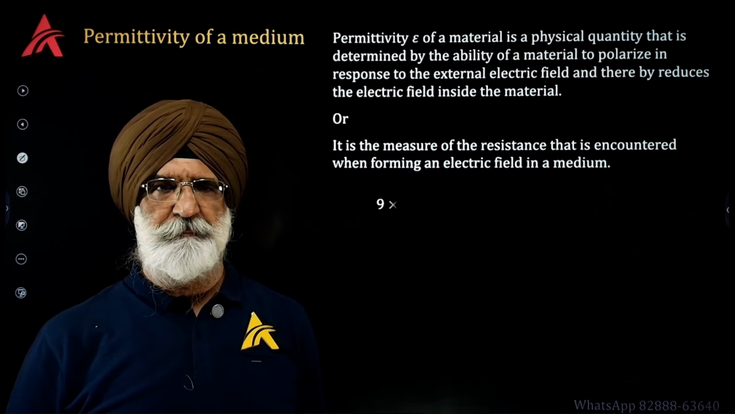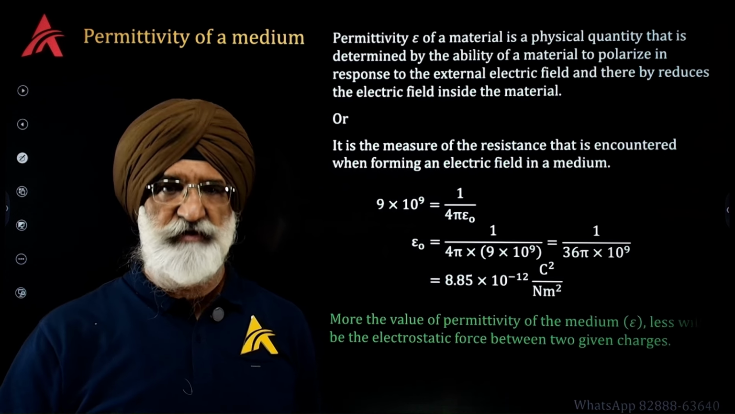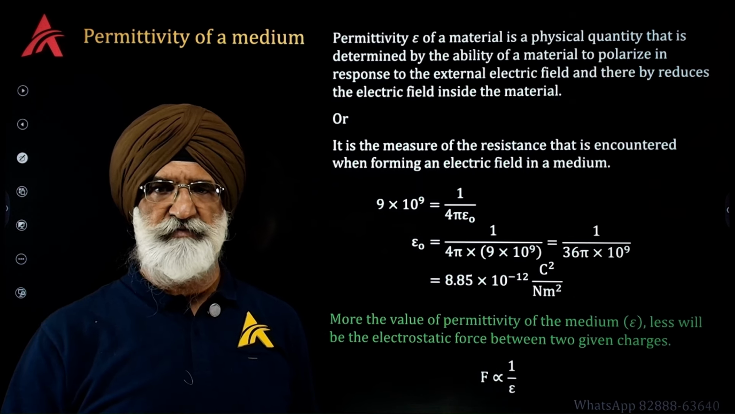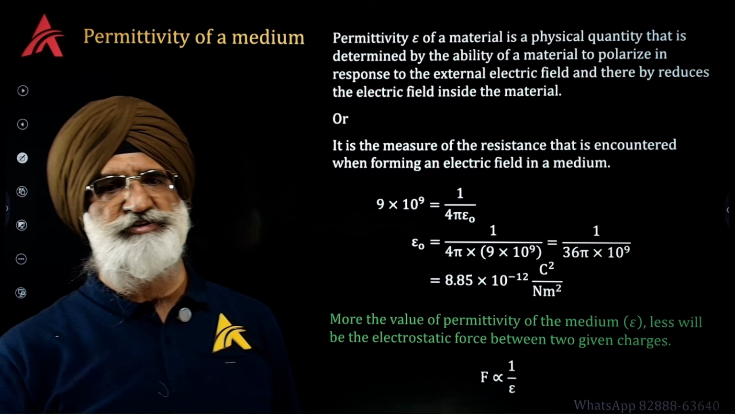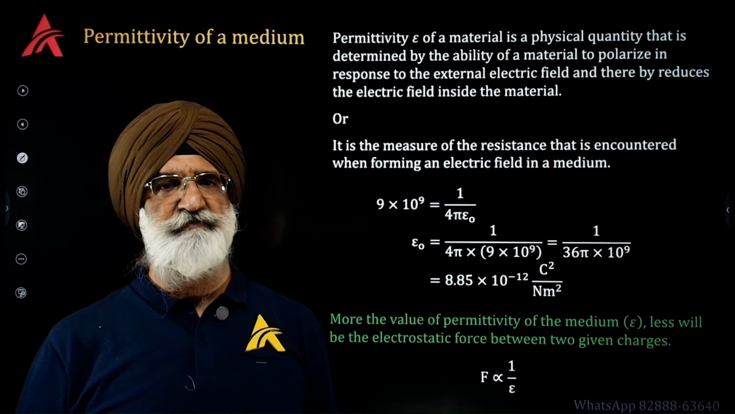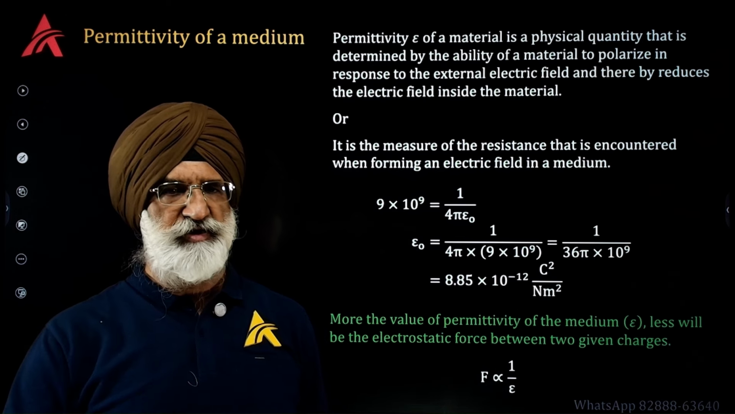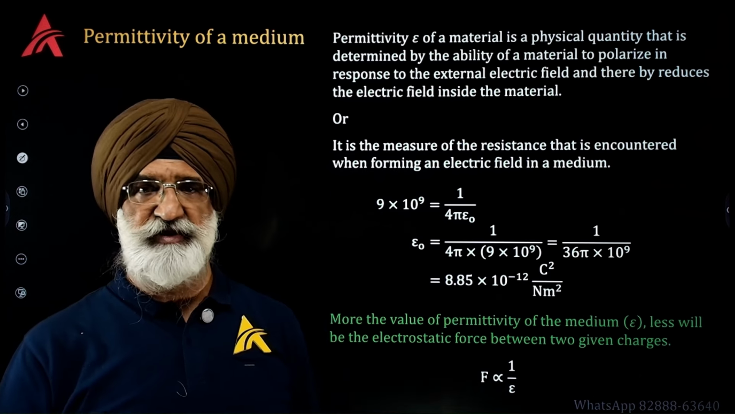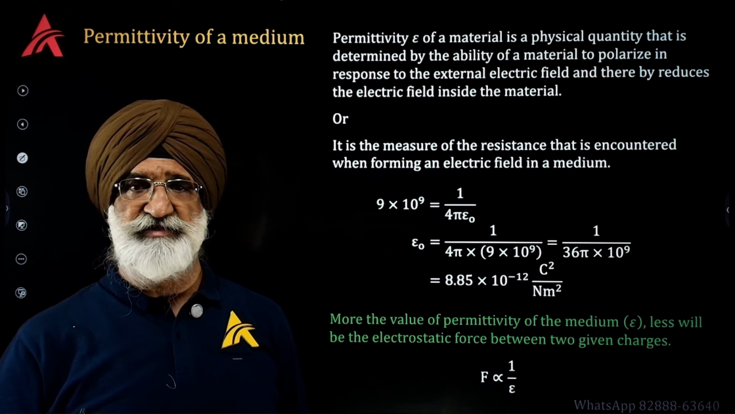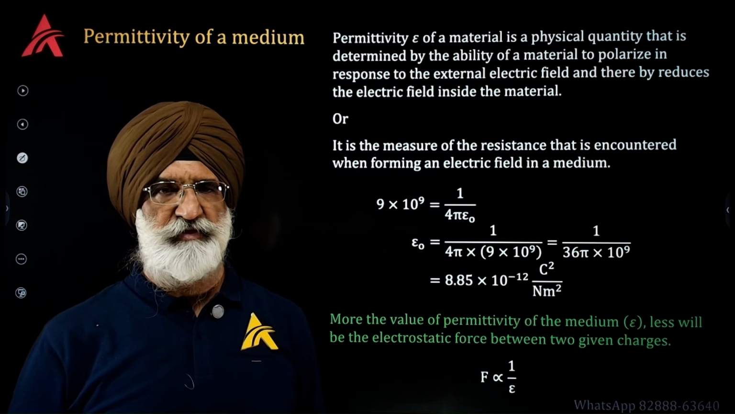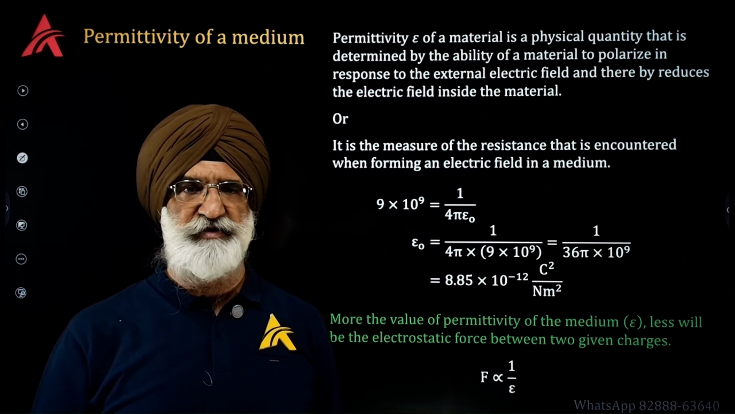Permittivity of a medium. Permittivity of a medium is a physical quantity that is determined by the ability of that medium to get polarized in response to an external electric field and thereby reduce the electric field within that substance. Or it can also be defined in one more way. Permittivity of a medium is a measure of the resistance that is encountered when forming an electric field within that medium. Now we can explain the term permittivity in some other way also.